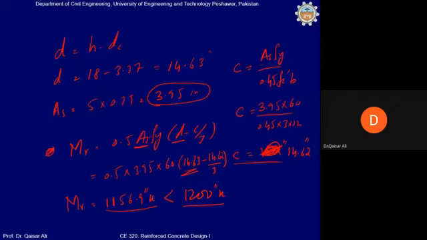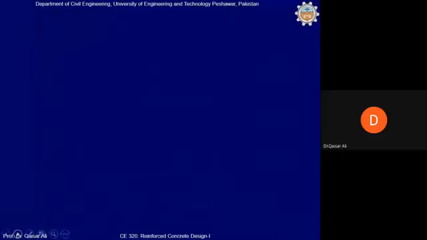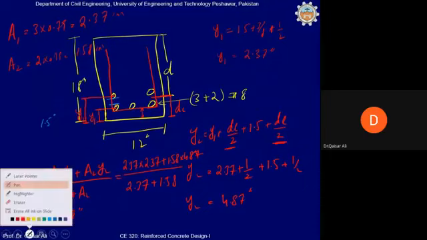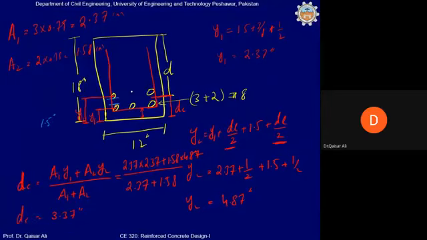But from the academic point of view, what will you do? Just increase the bars here: instead of 5 bars, provide 6 bars. Put another bar in the second layer here. So this will basically increase the capacity of the beam and it will solve your problem.